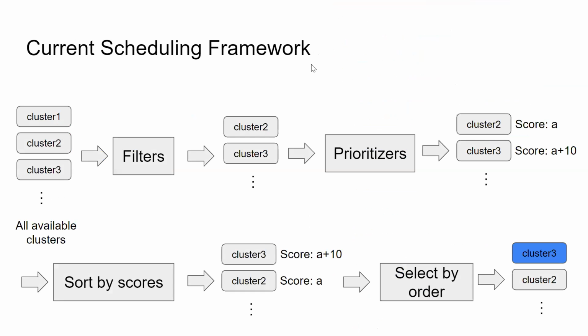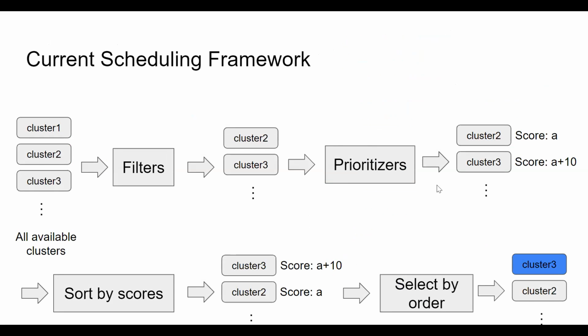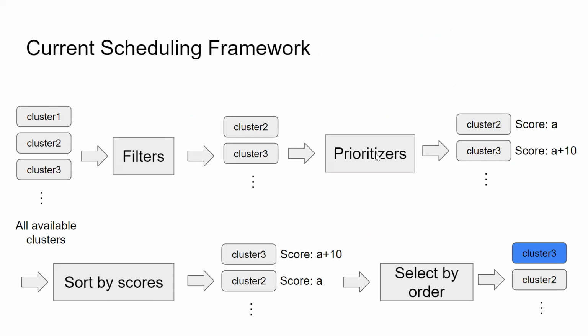Finally, is the implementation section. Here is the current scheduling framework employed in the placement operator. First, all available clusters are selected, and then they are filtered by some filters. In the figure, cluster 1 is filtered out, and the remaining clusters are consumed by some prioritizers, and give each cluster a score. And then the clusters are sorted by the score, and finally selected following the order provided by the score. Here, cluster 3 is selected.